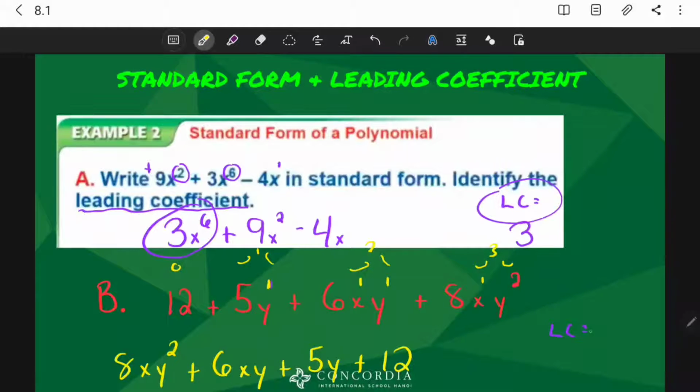And then our last step is identifying this leading coefficient. In this case, our highest powered term over here is 8xy to the power of 2, and our leading coefficient is that first term's 8.